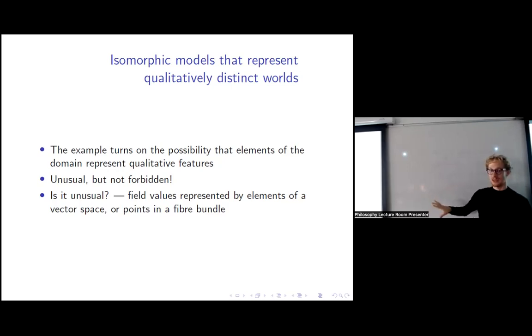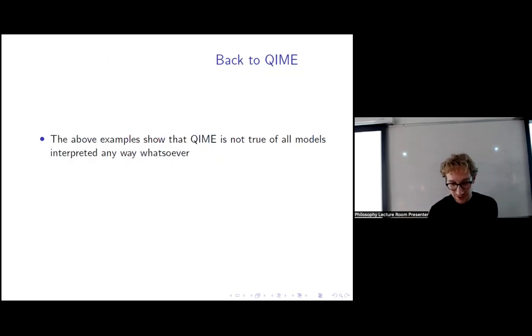I'll come back to this, because maybe this is the wrong way to think about these cases in physics. But the fact that one might be inclined to think about the way physics represents properties this way at least shows that it's not absurd to use elements of a domain to represent qualitative properties. So I think these examples show that Quine is not true of any pair of isomorphic models interpreted in any way whatsoever.